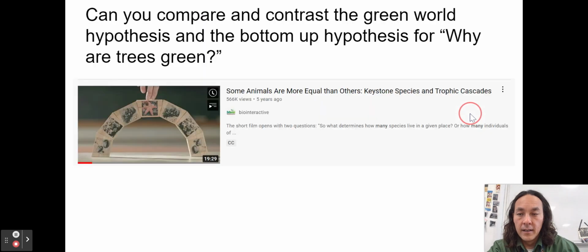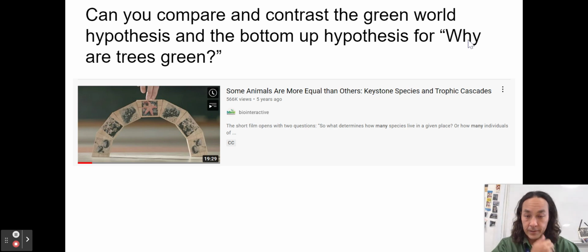All right. Can you compare and contrast the green world hypothesis and the bottom up hypothesis for why trees are green? This comes from a film I love, I just think it's so dynamic. In the film, the professor, I believe at the University of Michigan, asked, why are trees green? The students said chlorophyll.